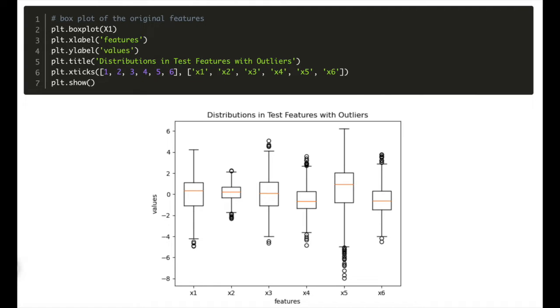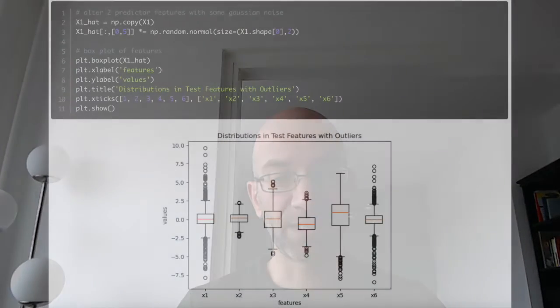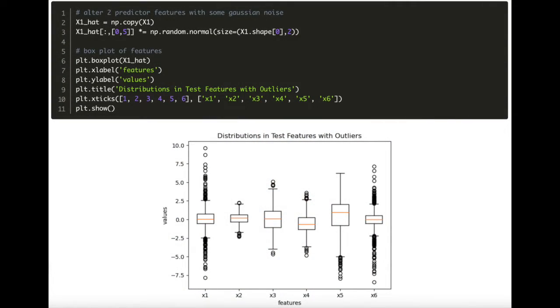And here we can see the distribution. And now I'm going to just inject some Gaussian noise and create a second data set out of that. So we can see here, if I plot the distribution of these features, there's quite a lot more outliers in these data. And now what happens if I look at how the decision tree is structured?